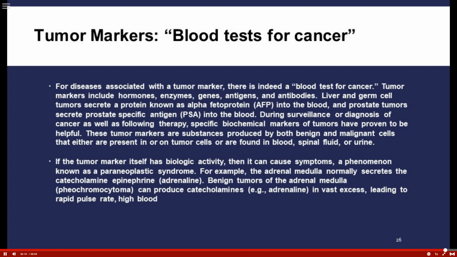Lastly, I want to talk about a tumor marker itself that has biological activity. A great example of this is called paraneoplastic syndrome. This is when the adrenal medulla, which normally secretes catecholamines, epinephrine, has a benign tumor sitting on top of it, called pheochromocytoma. It actually can produce catecholamines, epinephrine, right? So these patients come into the ED, the emergency room, with a really rapid pulse and extremely high blood pressure. It's fascinating because it is a tumor marker, but it's physiologically active.